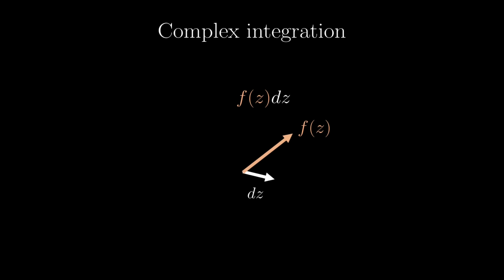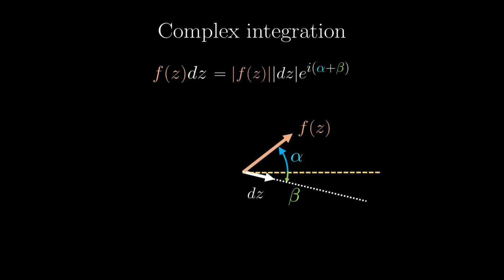To do that, we can consider the arguments of the two complex numbers. Let's say the argument of f of z is alpha, and that of dz is beta. Then multiplying them just means multiplying the modulus and adding up the arguments. How's this gonna help? Well, enter Pólya vector field. The vector attached at this point is f bar with argument negative alpha.